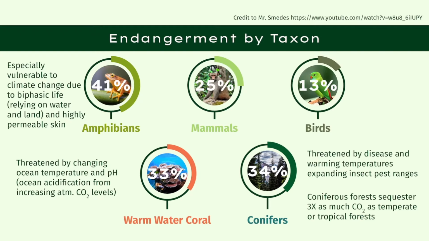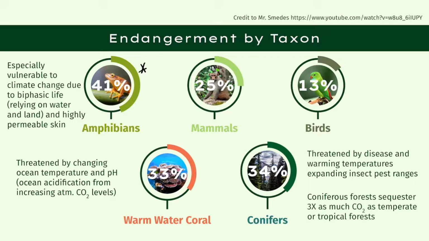I'm borrowing this slide from another AP Environmental Science teacher, but I think it's a really great way to see what percentages of these different organisms are endangered. Again, we have really high percentages of amphibians being endangered. That's because they're very vulnerable to climate change, because they rely on both water and land, and they have highly permeable skin. That means if an aquatic area is polluted, amphibians are going to be the first organisms to feel the effects of that.